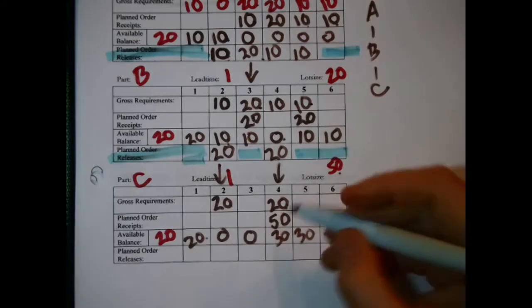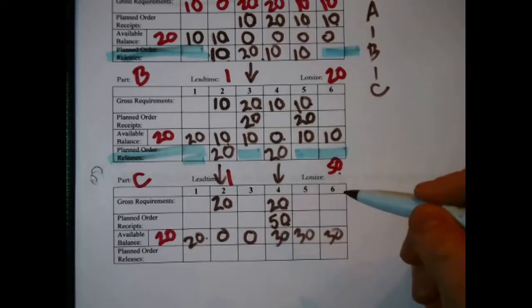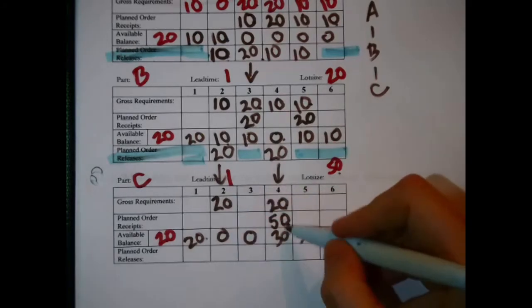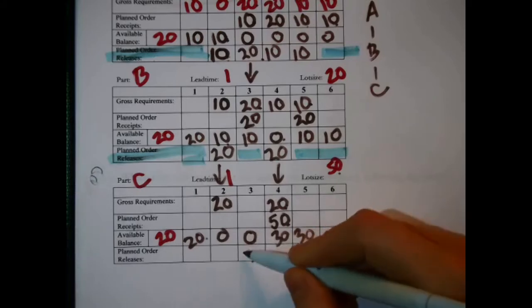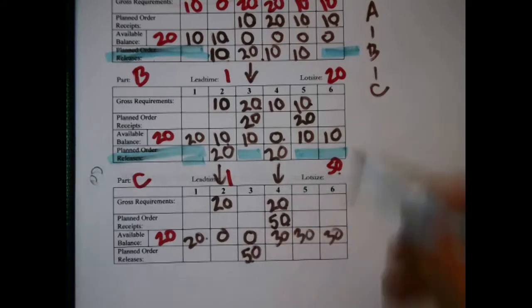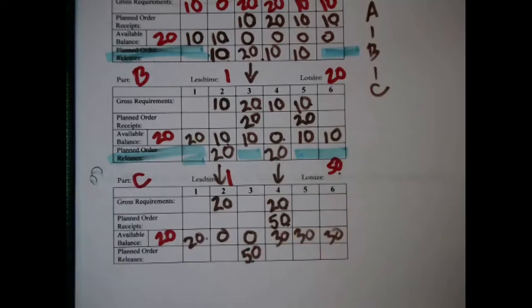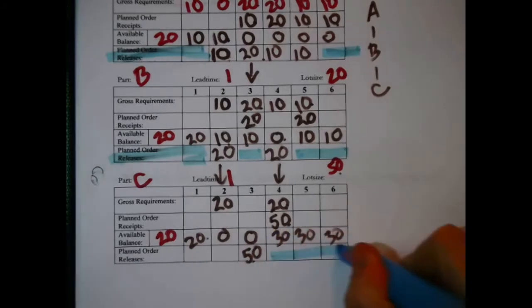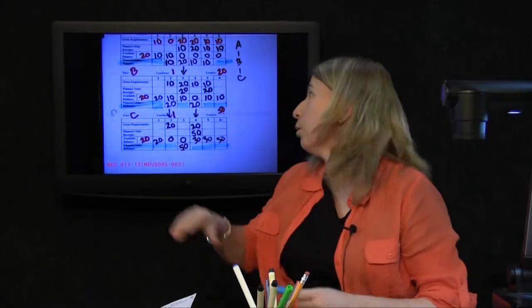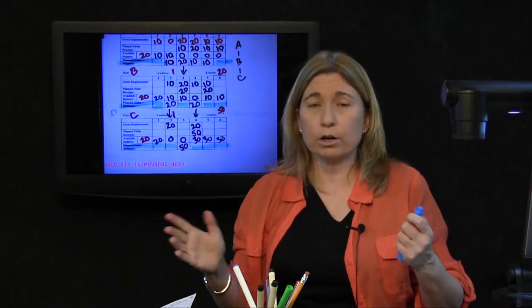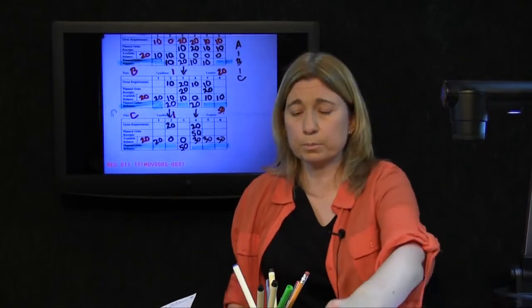Okay, now I need to receive that lot of 50 in the 4th week. The lead time is 1 week, so drop down to the bottom line, count over 1, order 50 in the 3rd week. Perfect. There are the planned order releases for Part C. Oh, okay, so now we have our complete material requirements plan.